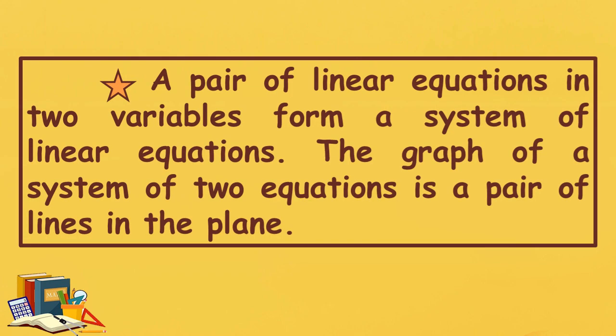A pair of linear equations in two variables form a system of linear equations. The graph of a system of two equations is a pair of lines in the plane. Meaning to say, we are going to graph two equations in one Cartesian plane. So kapag tayo ay nag-graph ng two equations in one Cartesian plane, we have four possibilities. So we will find out what are those possibilities.